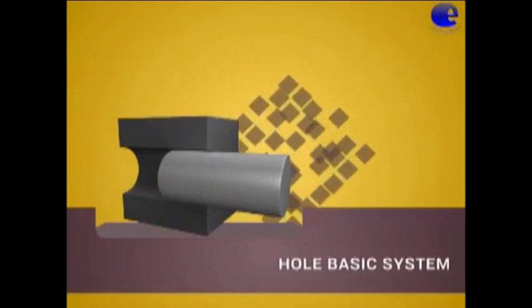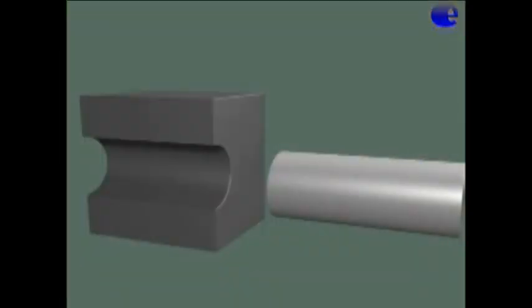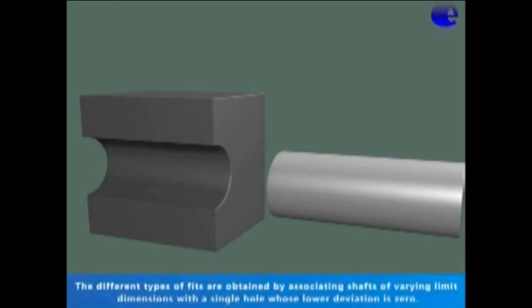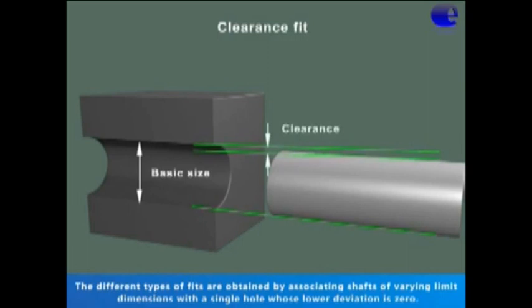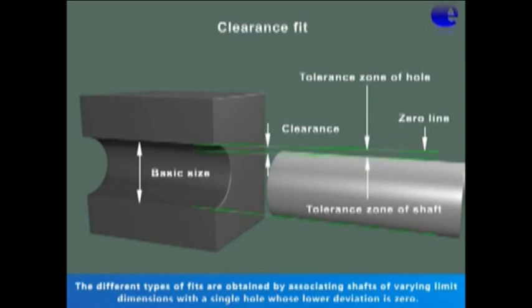Hole basis system. In this video, we are going to see about hole basis system. The different types of fits are obtained by associating shafts of varying limit dimensions with a single hole whose lower deviation is 0. Consider a basic hole. Clearance shaft. Clearance fit. Basic size. Clearance, 0 line. Tolerance zone of hole. Tolerance zone of shaft.